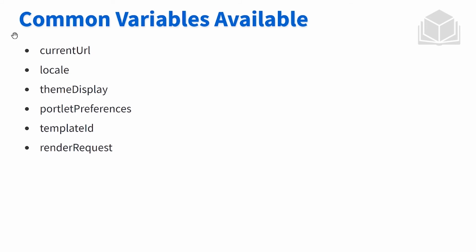Here's a list of some of the common variables available to you. Here we have the current URL that gives you the URL of the actual portlet. The locale. This is where we can specify what language our portlet's going to be in. Theme display carries a lot of the important user information. Portlet preferences is where we're storing the preferences for our portlet. Template ID specifies the template that we'll be using. And the render request, which carries the rest of the parameters that are important to us.